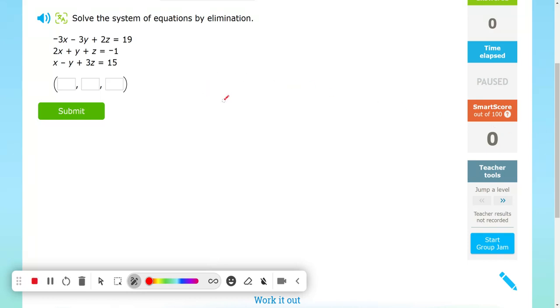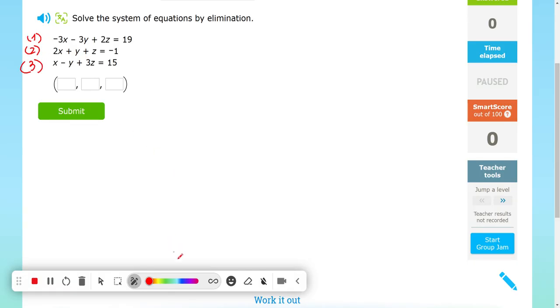Okay, we solve the system of equations with three unknowns, three variables, by elimination. First, I would name the three equations 1, 2, and 3.